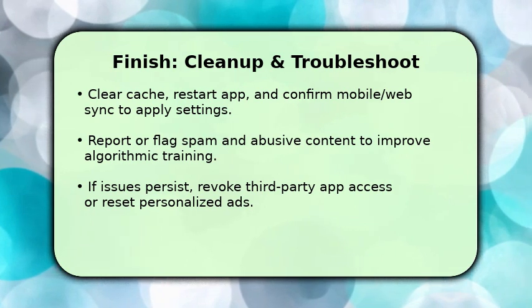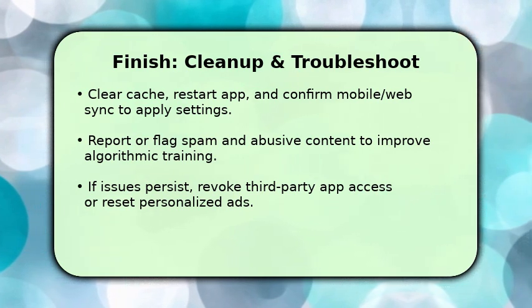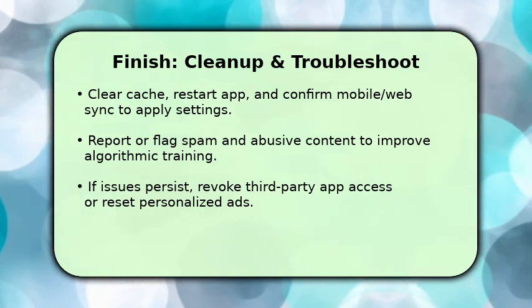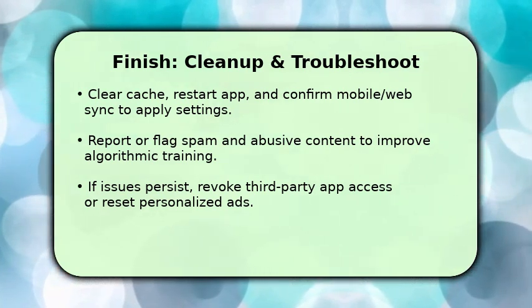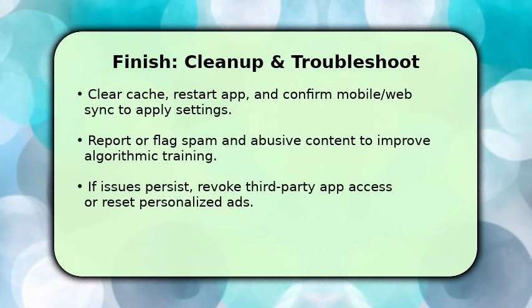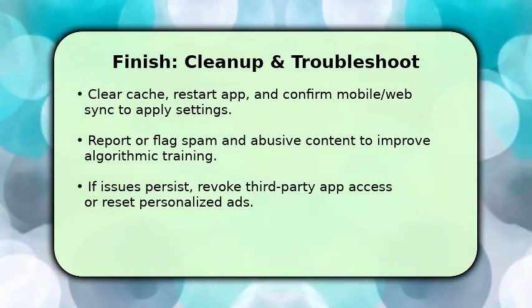Revoke suspicious third-party app access and reset personalized ads to remove learned preferences that promote unwanted content. If nothing changes, wait 24-48 hours for the algorithm to relearn. As a troubleshooting tip, temporarily create a list view habit to bypass algorithmic noise while waiting.